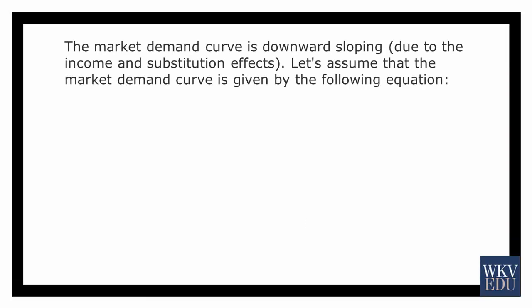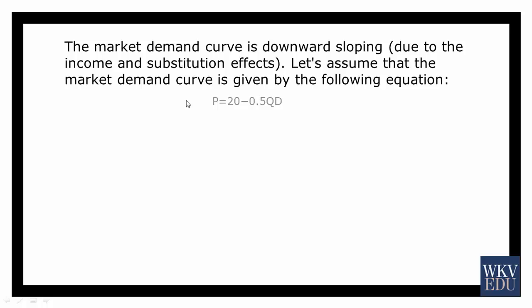We look at the demand in the perfectly competitive market. The market demand curve is a downward sloping curve, obviously due to income and substitution effect. And now we'll go into the following equation that exhibits the demand curve for this type of market. The price is 20 minus 0.5 times quantity demanded.